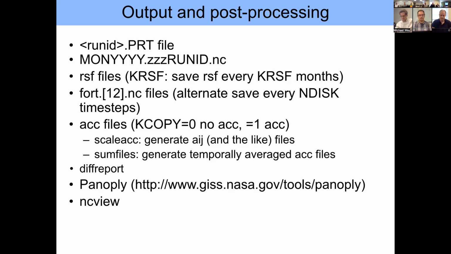If you want to create means of months, including annual means, seasonal means, multi-year means, whatever, you do not do it in the generated AIJ files, but you do it in the ACC files. So you have this other utility that you also have compiled called sumfiles. You take all the ACC files you want and combine them using sumfiles to create a combined ACC file, and then you scale that file.